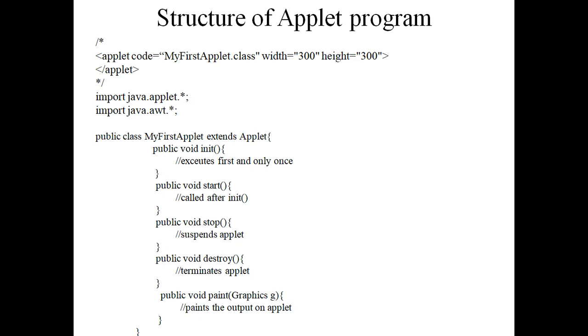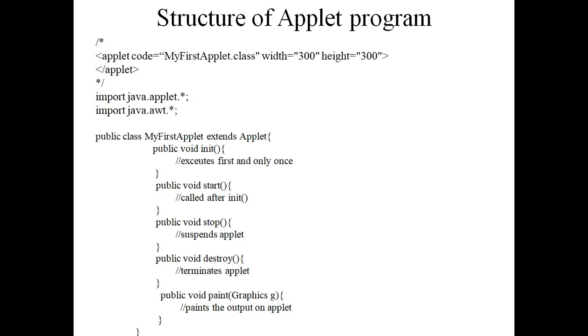Now we'll define the class: public class. The name of the class is MyFirstApplet. This name must be the same as mentioned in the applet code tag. In the applet code, we have mentioned it as MyFirstApplet.class. The name should be the same. So, public class MyFirstApplet extends Applet.